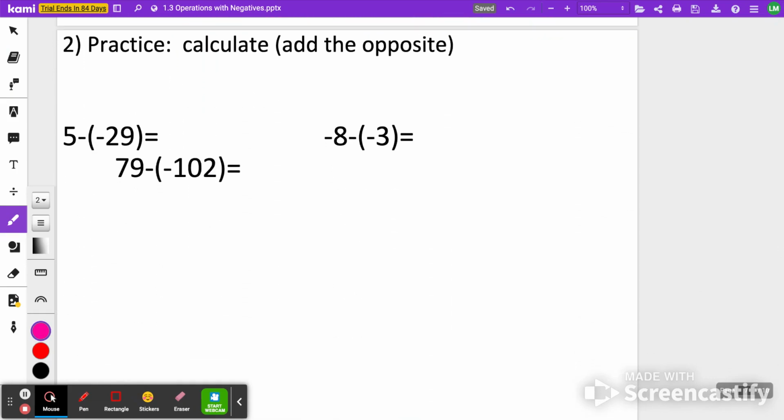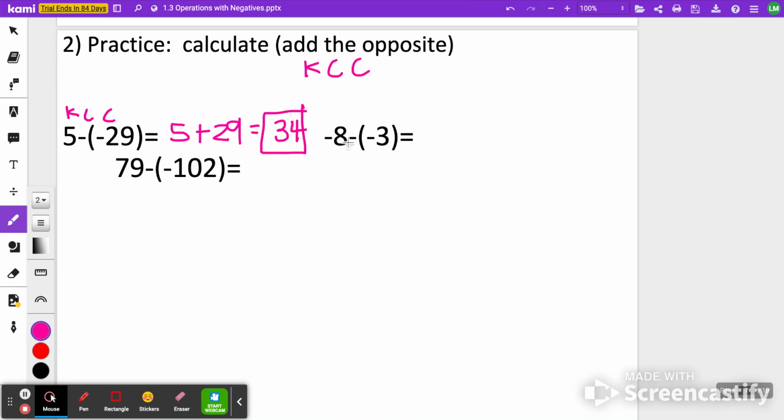Now we're going to be looking at some subtraction rules. Remember, with subtraction, we need to add the opposite, which is shown as before as keep, change. So 5 minus negative 29 actually means keep the 5, change subtraction to addition, and change negative 29 to positive 29. From here, you just get 5 plus 29, which is 34.